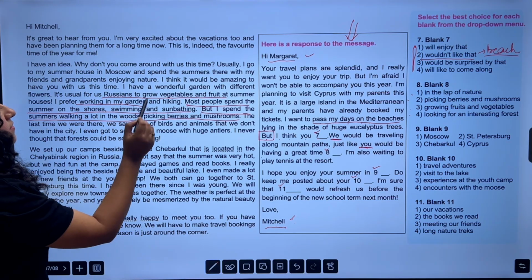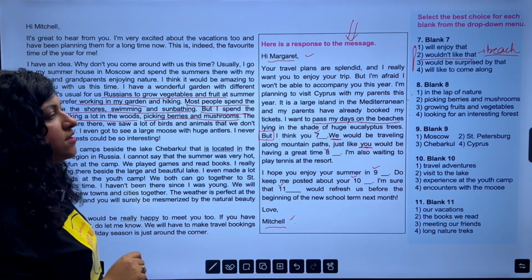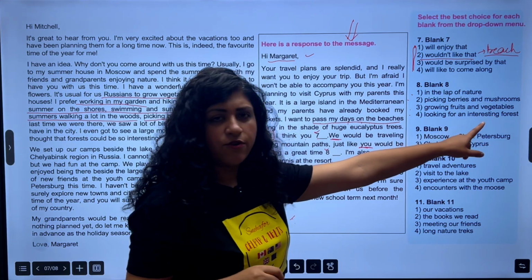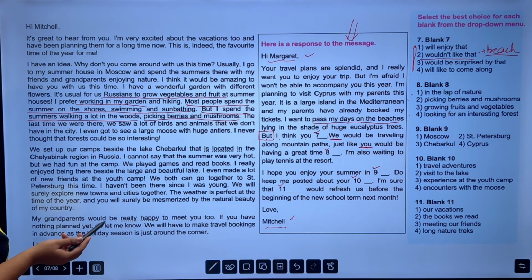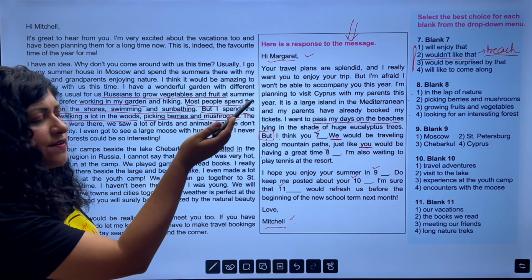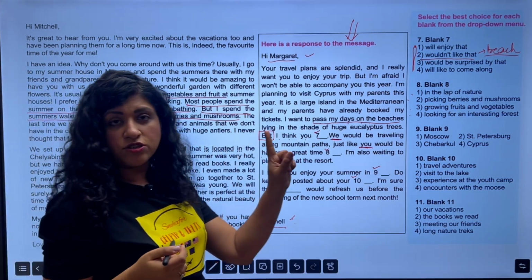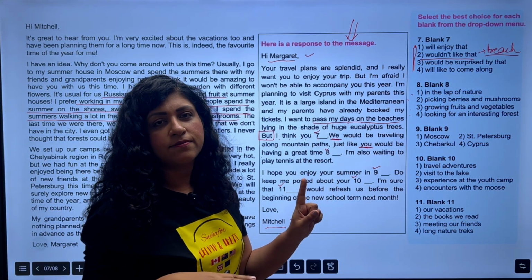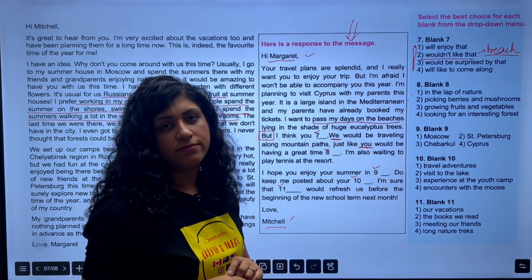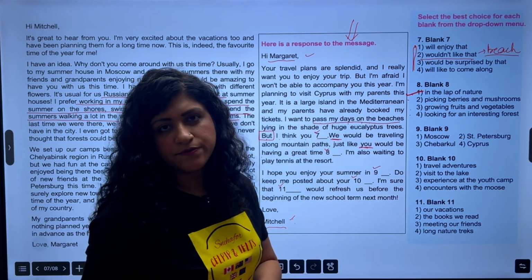Working in my garden, we Russians grow fruits and vegetables at the summer house. Looking for an interesting forest, yes, she likes the idea of forests as well. So all the options seem correct. Then how do we decide? Now there is one option which includes the rest of the options, and you're going to mark that one. And that is number 1, in the lap of nature.